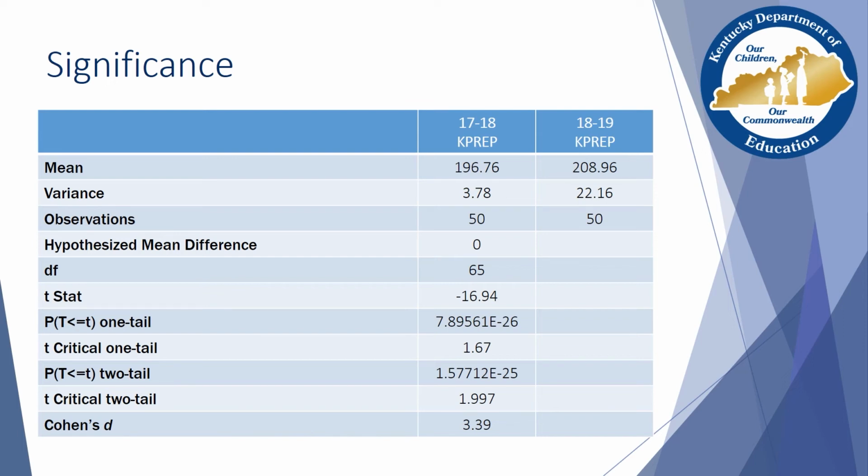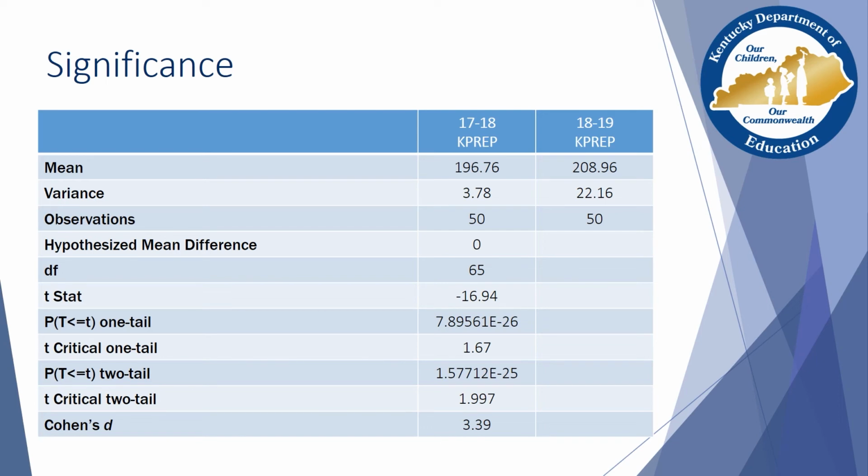You can see from the chart that the t-stat of negative 16.94 is statistically significant because the p-value is far below 0.05. In fact, in this instance, the p-value is virtually indistinguishable from 0. This tells us that this intervention had a very strong statistically significant effect on the student outcomes. The effect size is 3.39. This is a large effect size.